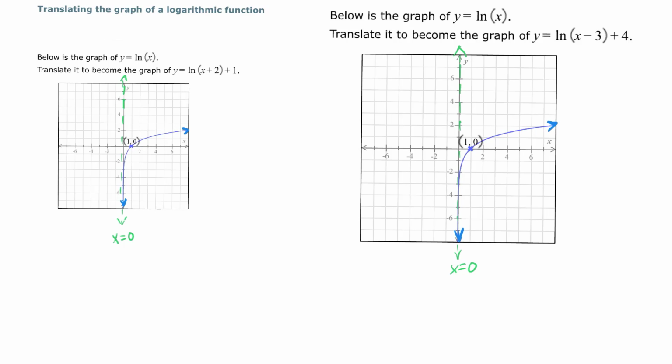Let's go back to part A here. Why don't I label this part A and this one part B?